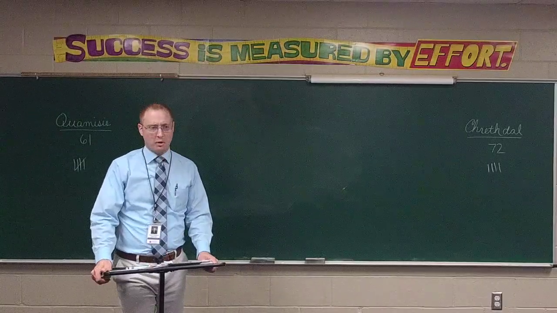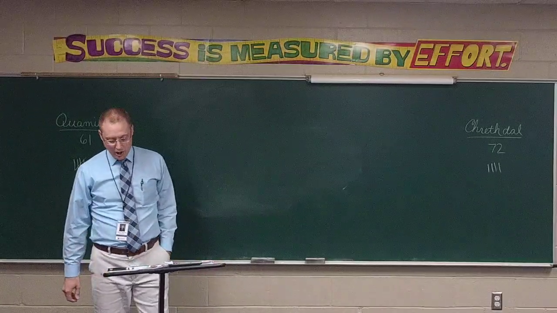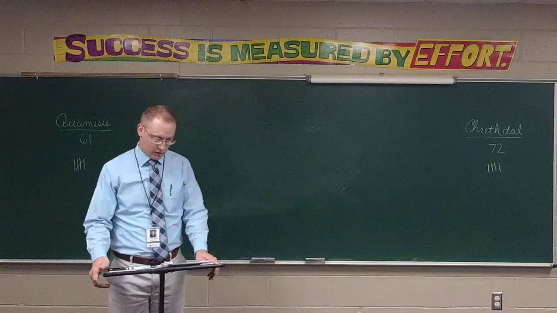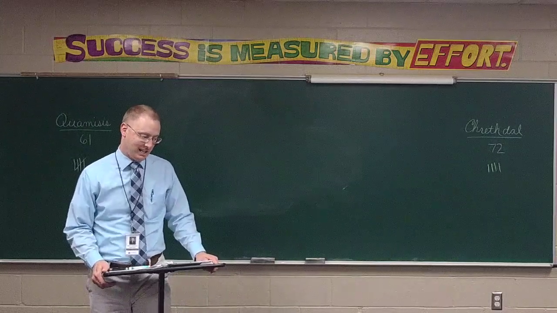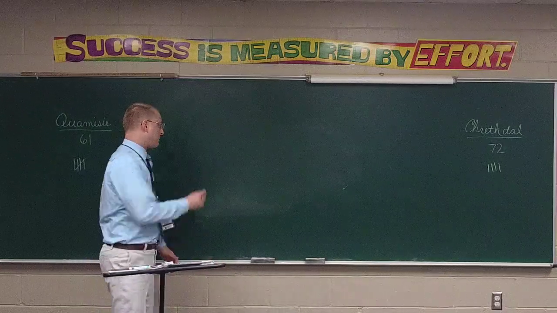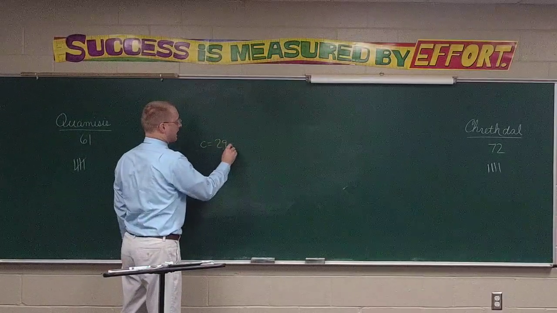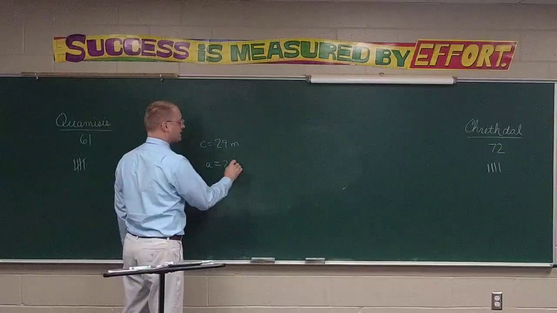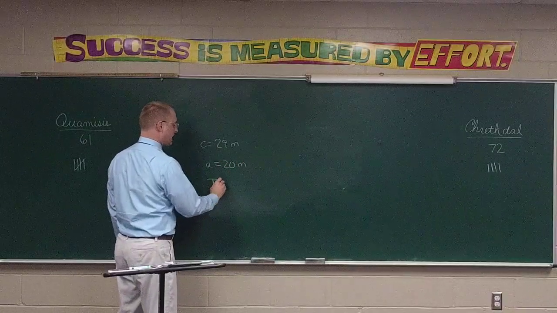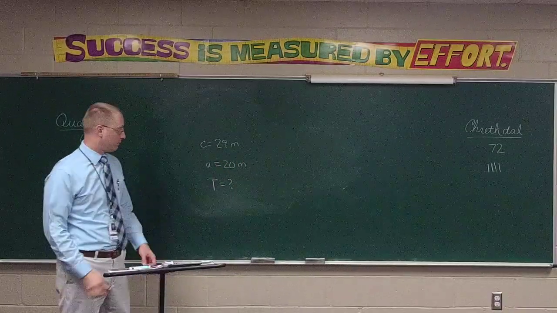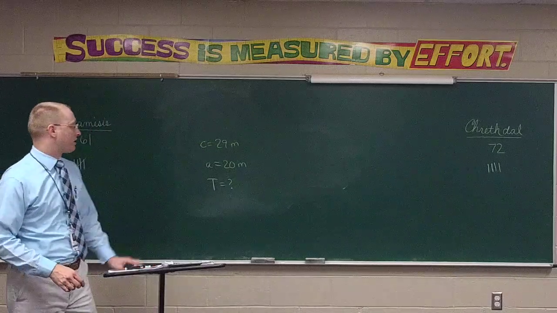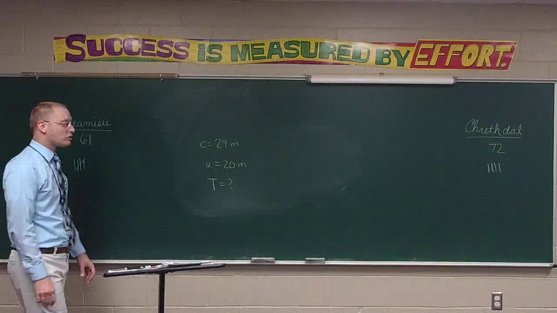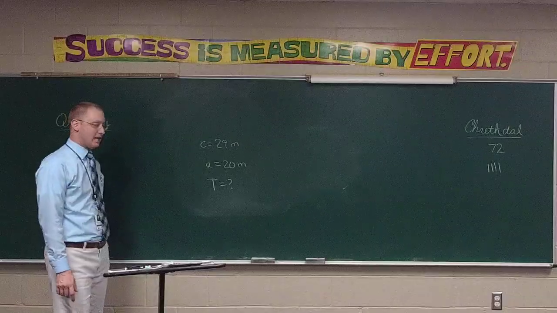Next two. We have a right triangle. I know the hypotenuse is 29 meters. One leg is 20 meters. Find the area of the triangle. I have a right triangle with hypotenuse 29, leg 20. Find the area.